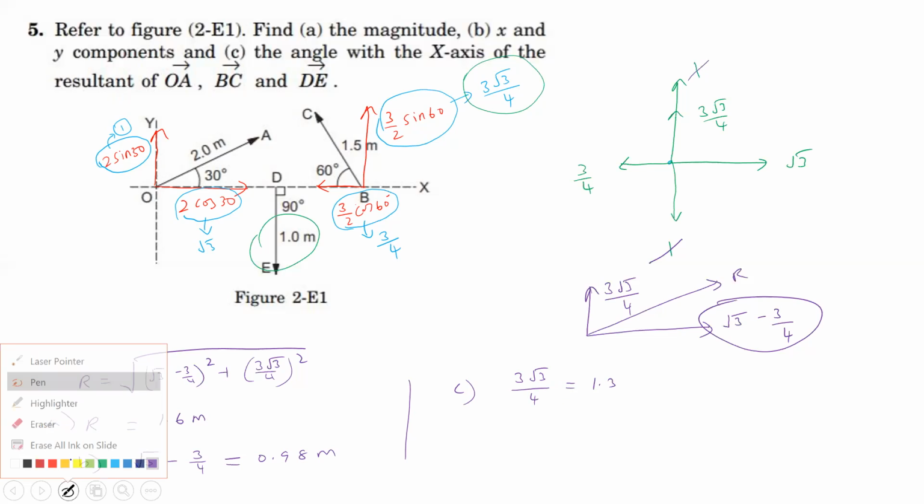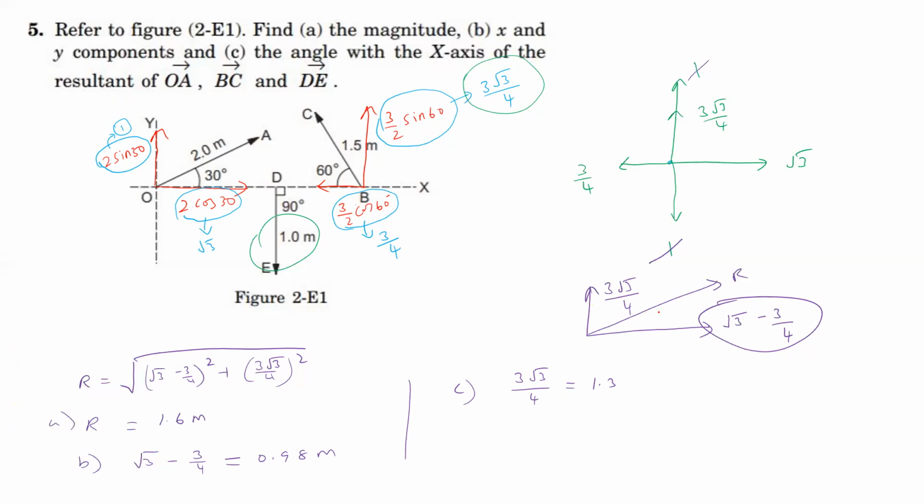And here the resultant makes an angle. This is alpha. Now tan alpha is equal to the y component by the x component. The y component is 1.3, and the x component is 0.98. By simplifying this, we will get tan alpha is equal to 1.3 by 0.98, which is 1.32. So alpha is equal to tan inverse of 1.32.